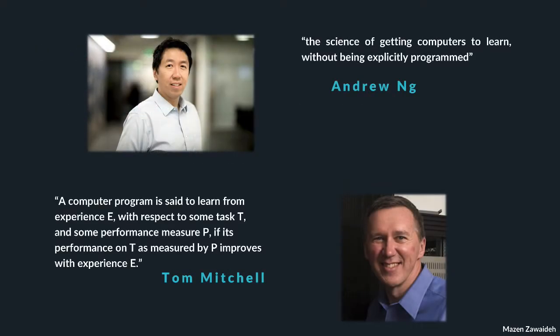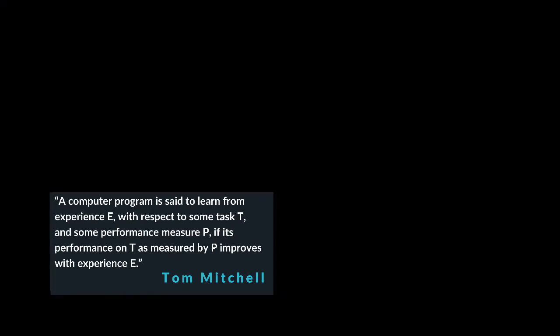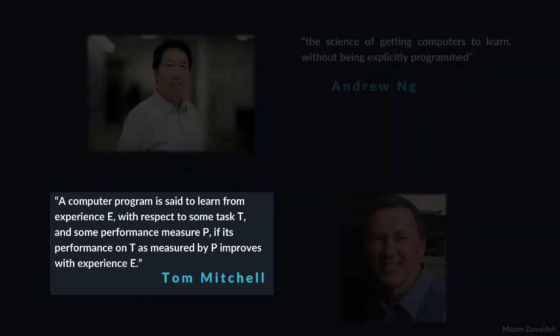So what is machine learning? There is no universally accepted definition, but a useful phrase by Andrew Ng that nicely summarizes the concept is the science of getting computers to learn without being explicitly programmed. Professor Tom Mitchell at Carnegie Mellon provides a more formal definition. A computer program is set to learn from experience E with respect to some task T and some performance measure P if its performance on T as measured by P improves with the experience E.